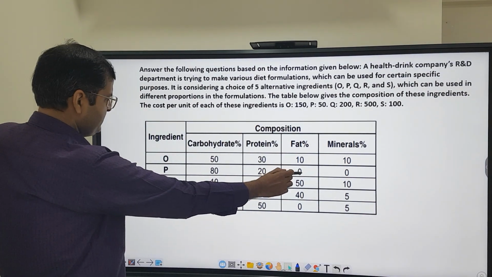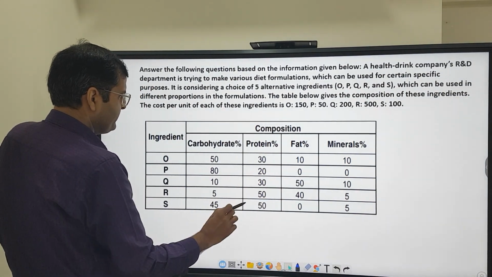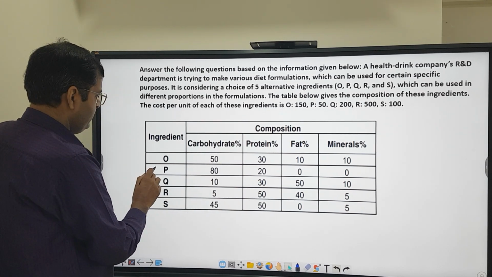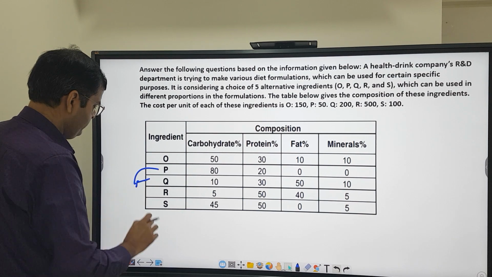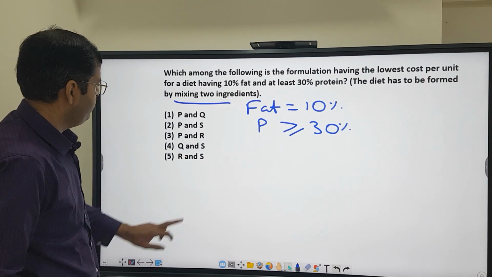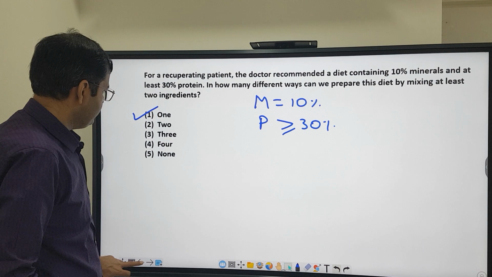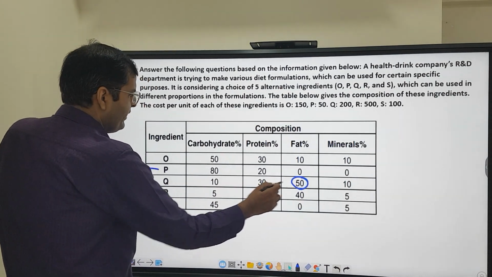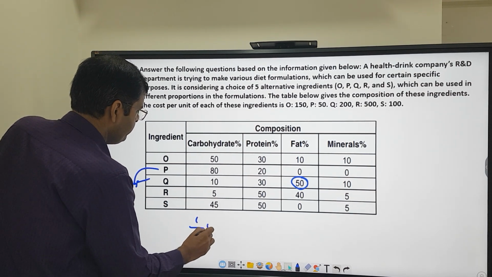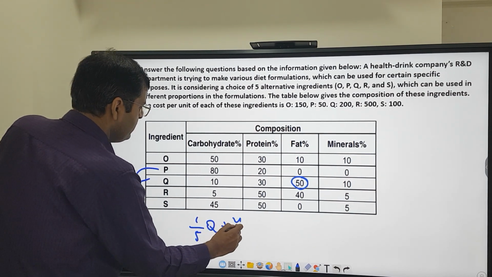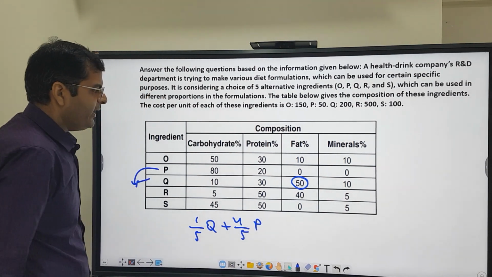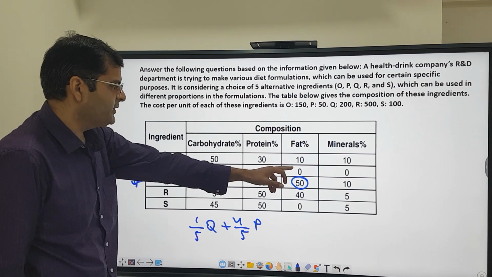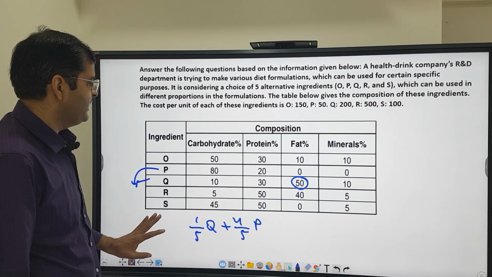so P fat is 0%, Q fat is 50%. Okay, so that means to get 10% fat with this combination of P and Q, exactly 10% fat, that means Q is 50% here. So we have to take 1/5 of Q, and you have to add the remaining 4/5 of P. Alright, because 1/5 of 50 is 10, 4/5 of 0 is 0. So 10% fat, that is how you'll get.